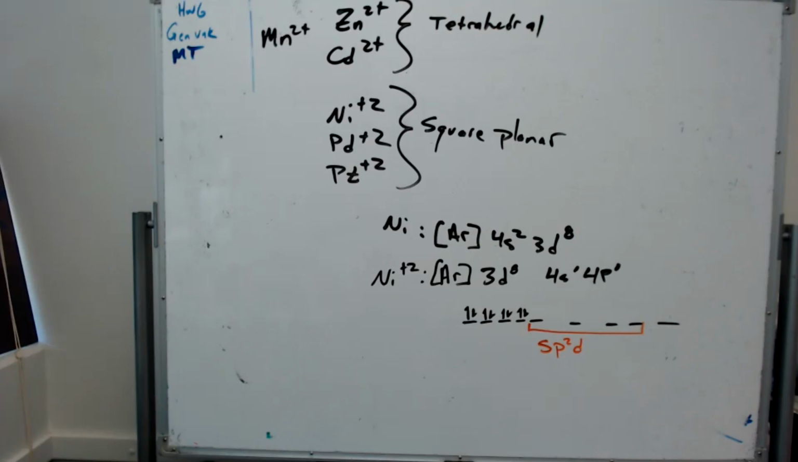Pretty much everything can also do octahedral. I think silver plus 1 and gold plus 1 and copper plus 1 are some of the only things that don't go octahedral ever. They only go linear. But even copper plus 2 can go octahedral. So sp2d is square planar.